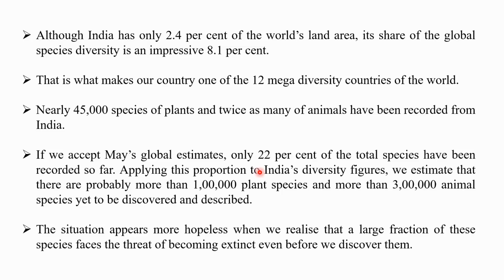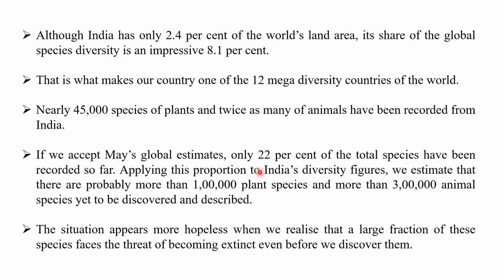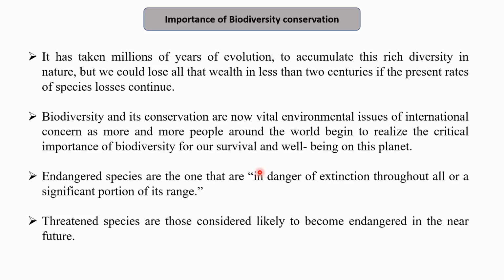So considering the richness in the diversity of the organisms present in the entire biosphere, and even in India, we should consider the importance of conserving this biodiversity. It has taken millions of years of evolution to accumulate this rich diversity in nature. But we could lose all that wealth in less than 2 centuries if the present rate of species loss continues. If the number of species that are depleting today continues at the present rate, we might lose all the species present on the earth within less than 2 centuries.